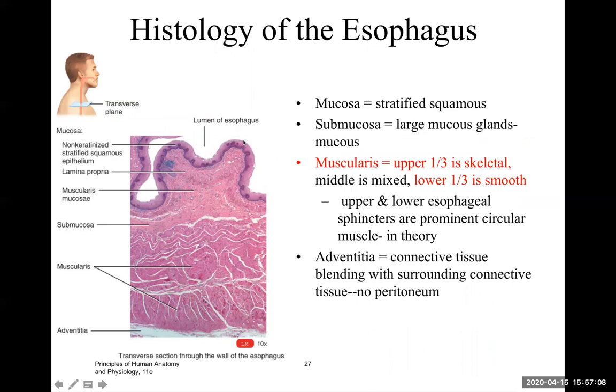These are stratified squamous cells that are still functionally alive. It's there for protection, though it doesn't have as many barriers. It's non-keratinized, so you don't have the barrier of keratin. Its main purpose is to allow for a little bit of suppleness, while at the same time you have a little bit of protection.